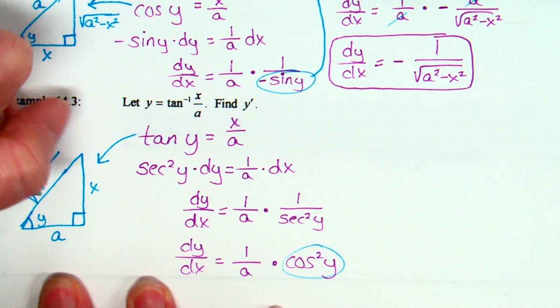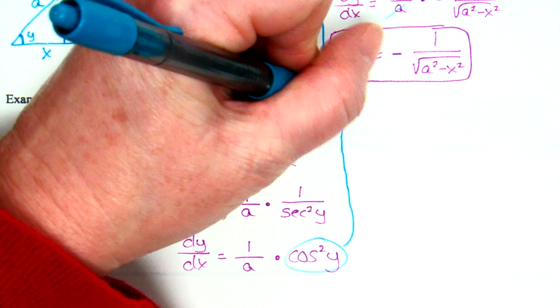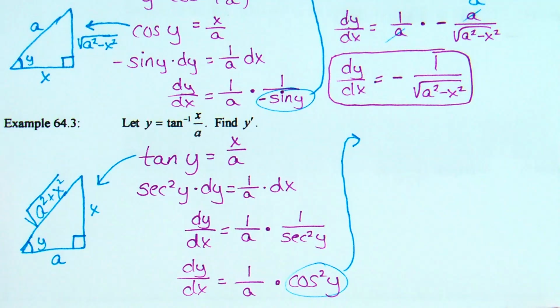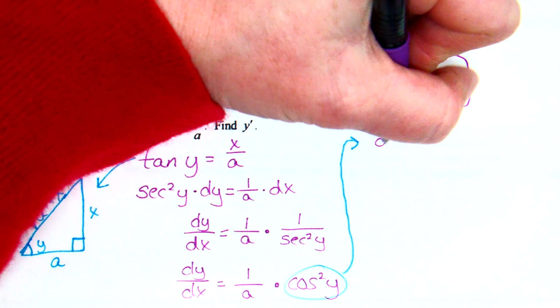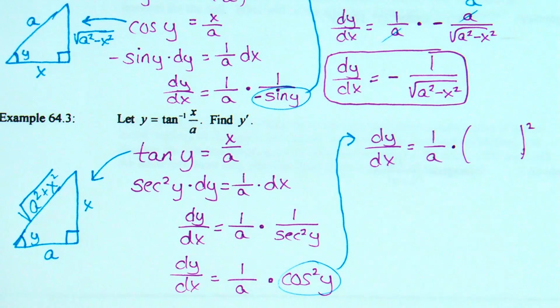So all you have to do is take the square root of a squared plus x squared. Okay, they write it as a squared plus x squared over there. I sometimes write it as x squared plus a squared. So fill it in. dy dx is equal to 1 over a times cosine squared. So that means you need to find cosine and square it. So what is the cosine of y according to my triangle?